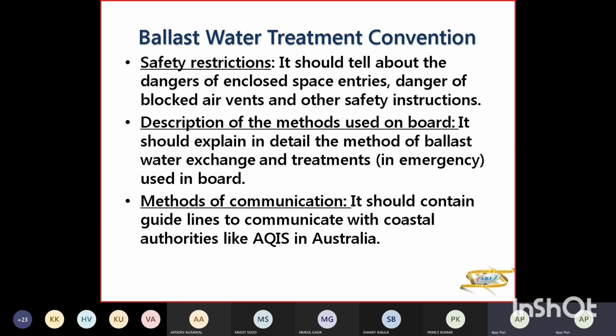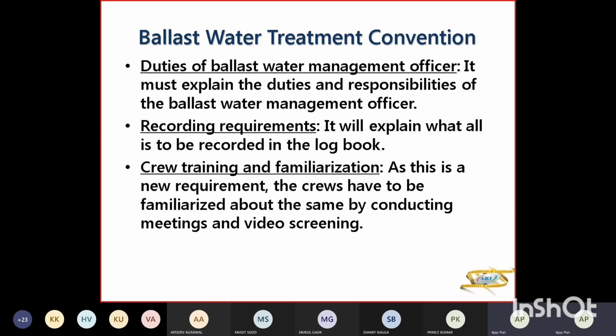Then your safety instructions will be for dangers of enclosed space entry, dangers of blocked air vents, and the other safety instructions. Methods will be what kind of ballast water exchange and treatments are used on board in detail, and what kind of communication system you have on board, that should be there. What are the duties of the ballast water management officer, and the responsibilities of the same person. Then what are the recording requirements? What are the items to be recorded in the logbook?